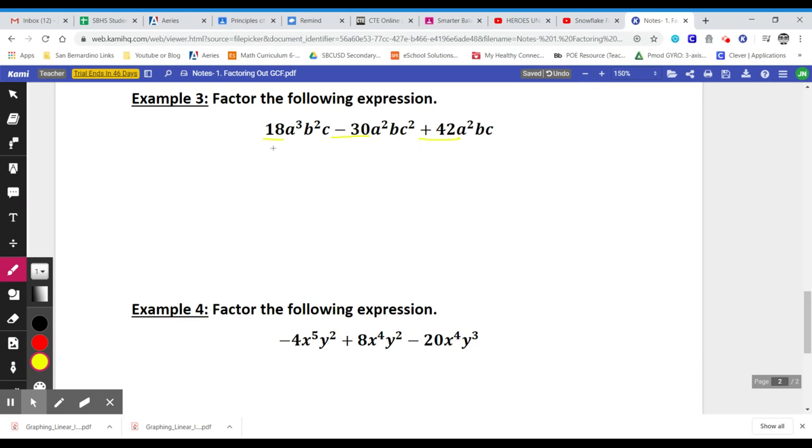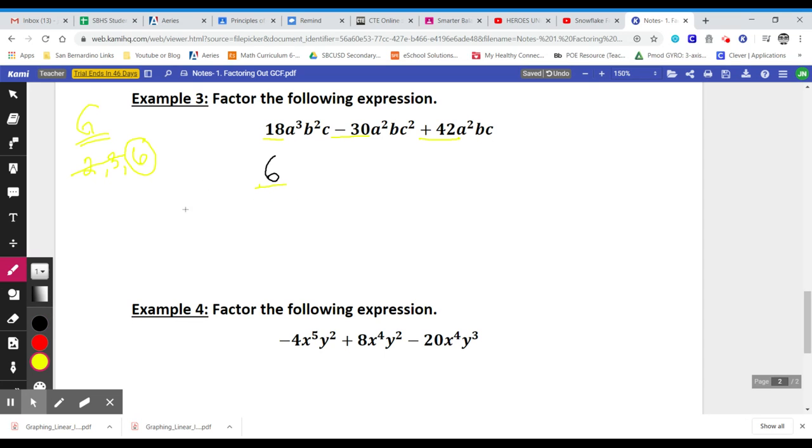Because what numbers can I divide 18, 30, and 42 by? I can divide it by 2, right? I can also divide it by 3. And I can also divide it by 6. So 2 works, 3 works, and 6 works. Which one is the greatest? As you can see, the greatest between all three is the 6. So I'm not going to be taking out a 2, and I'm not going to be taking out a 3. I'm going to be taking out the greatest from all three that I can take out, which is the 6. So I will take a 6 on the outside because they're all divisible by 6.